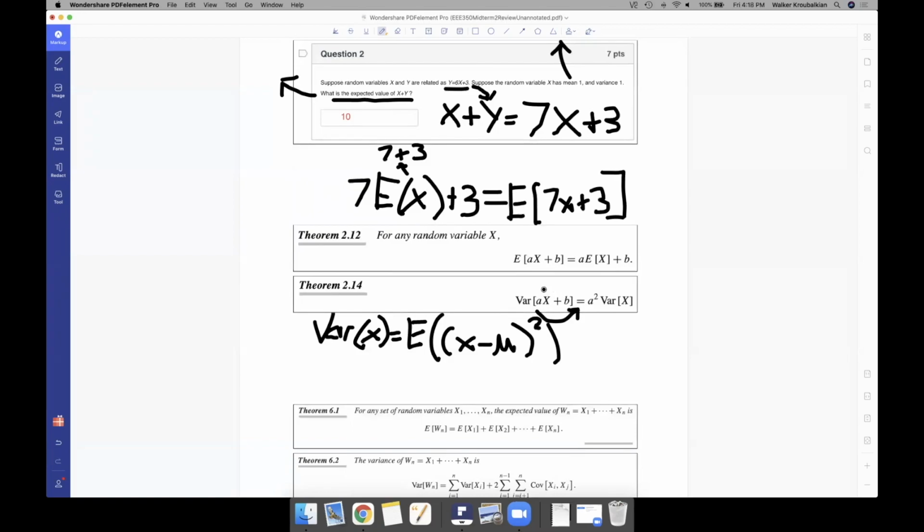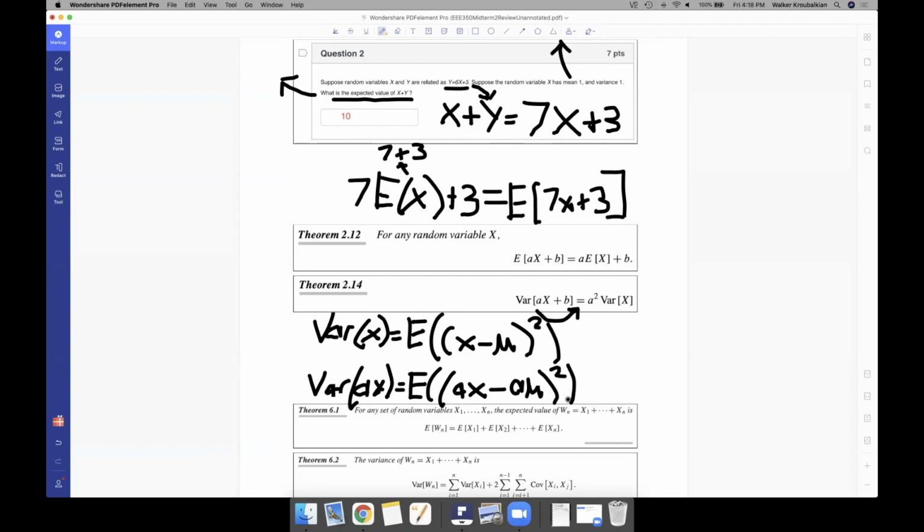But anyways, as I was saying, the variance is the expected value of x minus mu squared, right? So if we multiply x by a, then this becomes E of ax minus a mu squared. And we can factor a squared out of this, and this is just going to be a squared times the variance, right? So like I said, the variance of ax is a squared times the variance of x. So yeah, that's kind of tricky.